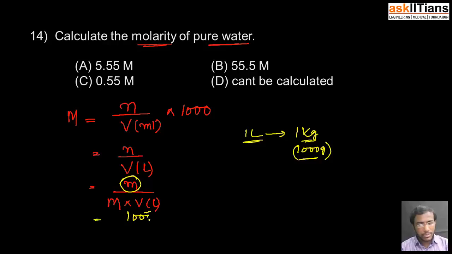So mass is taken in grams, divided by the molecular mass of water. It is H2O, so it is 18, into the volume you have taken, 1 liter. So it is 1000 by 18. 1000 by 18 is how much? 55.5 mole per liter, or molar. So this is the molarity of pure water, 55.5. So B is going to be the correct option. Okay, so this is what you need to know: the mass of 1 liter of water is equal to 1 kg or 1000 grams. If you know this one, this question is an easy one.